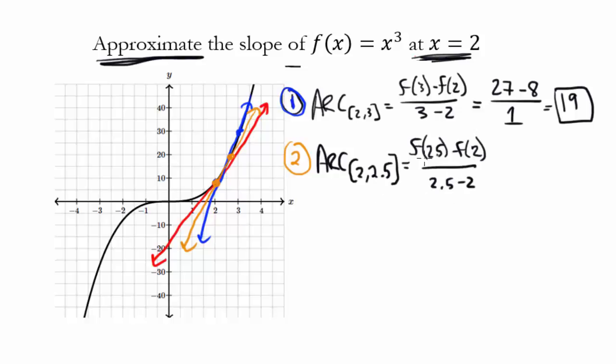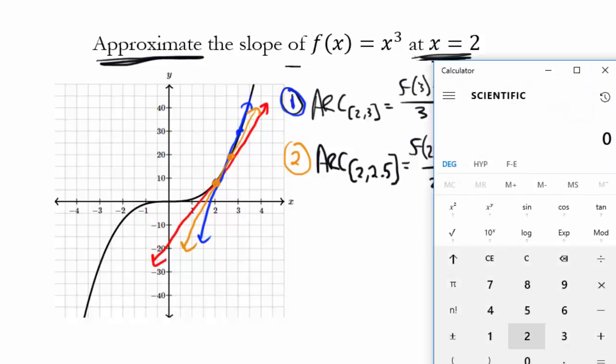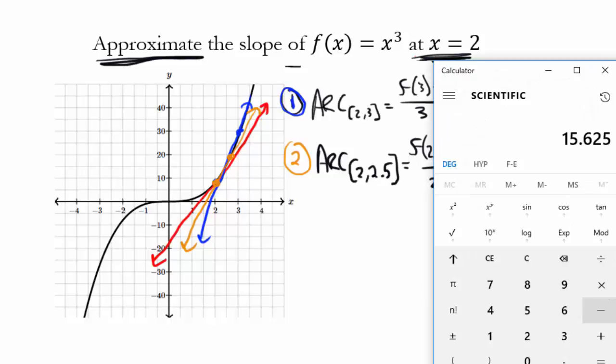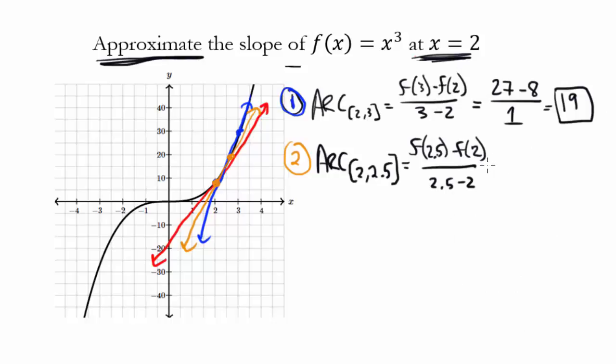And in order to calculate f of 2.5, we're definitely going to need a calculator. So that would be 2.5, that quantity cubed, right? Equals 15.625. And we're going to say f of 2.5 minus f of 2, which is just 8. We already did that calculation, so let's do that minus 8. Okay, that's 7.625, so let's record that.